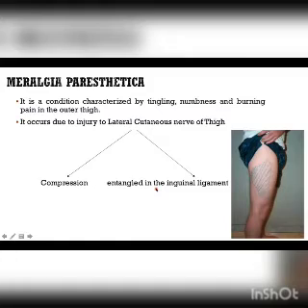Meralgia paresthetica can also be treated by local cortisone injections at the point where the nerve crosses the crease in the groin. Medications are commonly utilized, and infrequently surgical release of the nerve is necessary.